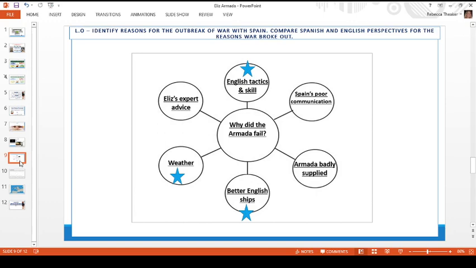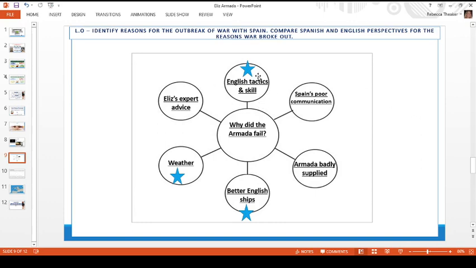Right, so the next thing you're going to do, now hopefully you've been able to watch both of those clips, is you're going to explain to me all of the reasons why the Spanish Armada failed and why England was able to win. So we've got here a little thinking map. Again, normally we would have this stuck in the middle of a double page and we'd get loads of information coming off it, but we'll have to shorten it a little bit now.